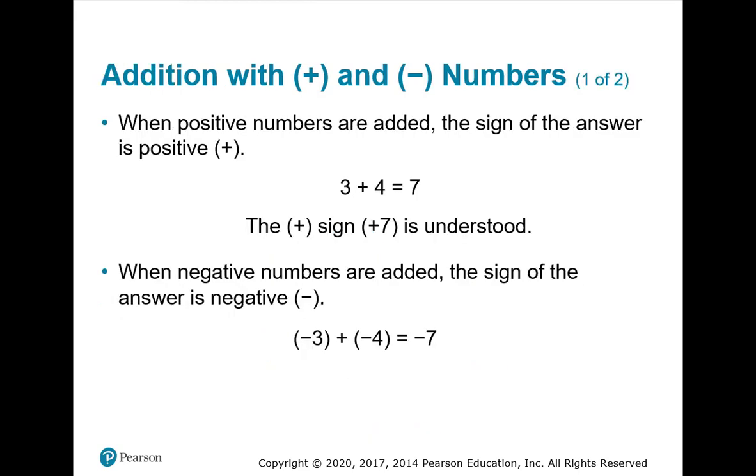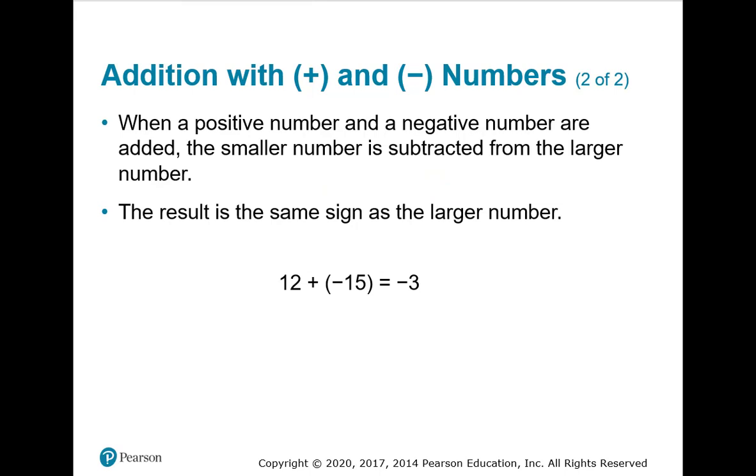When I add positive and negative numbers, the sign of the answer when two positive numbers are added is going to be positive. 3 plus 4 is 7. Again, that plus is understood. When negative numbers are added, the answer is always negative. So a negative 3 plus a negative 4 is negative 7. When a positive number and a negative number are added, the smaller number is subtracted from the larger number, and then the sign is the same as the larger number. So 12 plus negative 15 is going to be, the larger number here is the 15, so the sign is negative. And we would do 15 minus 12 to give us 3.